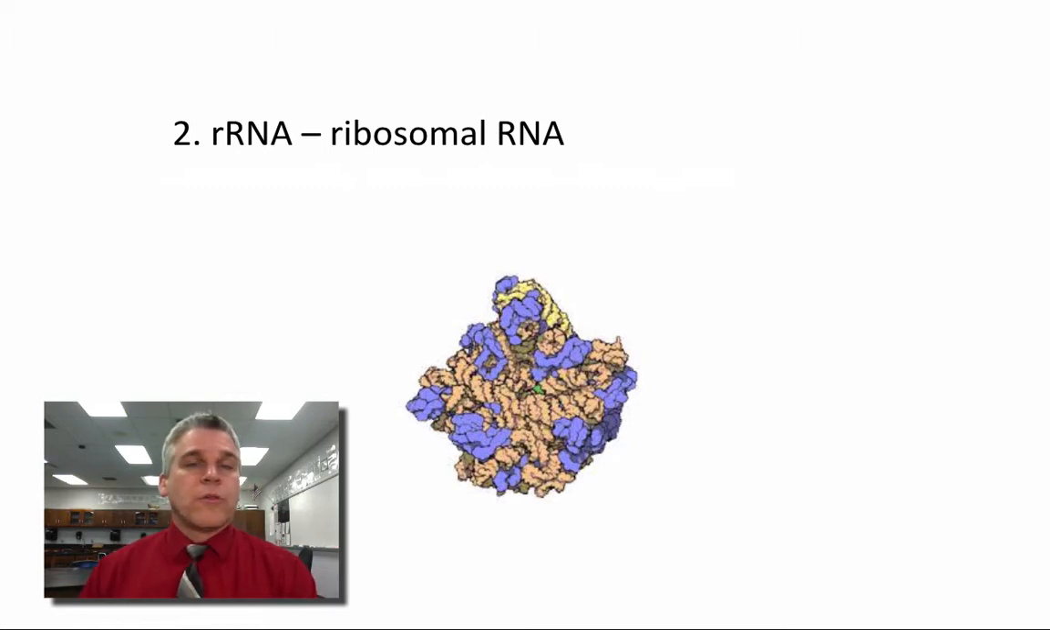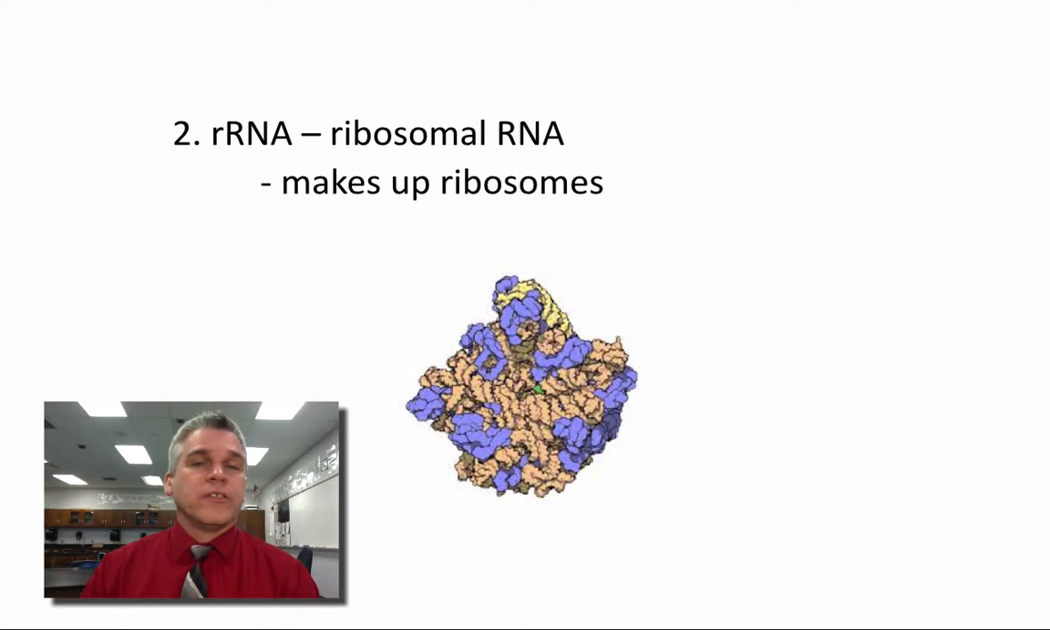The second type is called ribosomal RNA, or a lowercase r, capital RNA. Ribosomal RNA is involved in helping to make up the ribosomes. This is, of course, where proteins are going to be made.